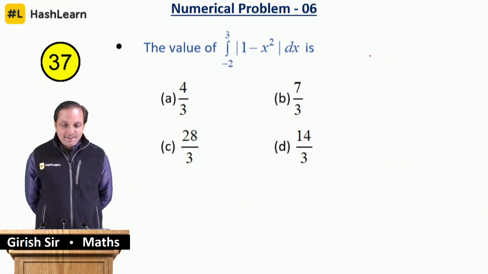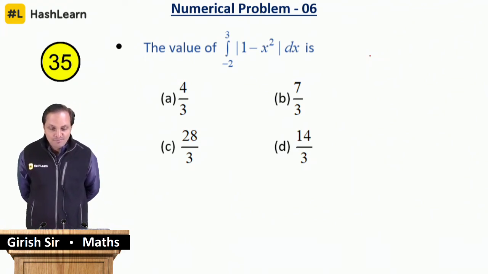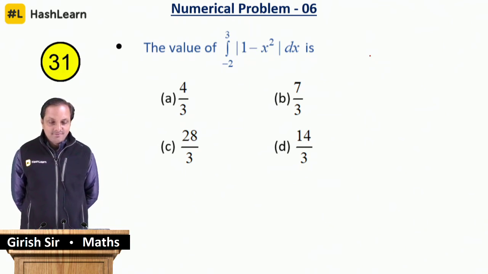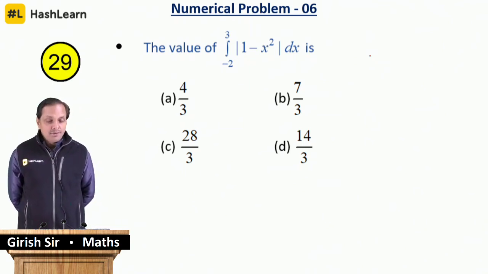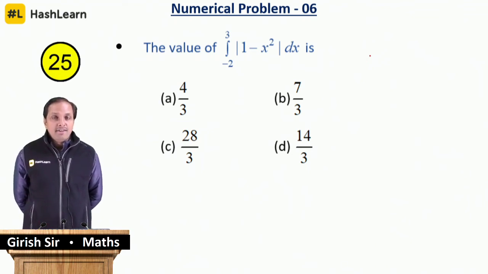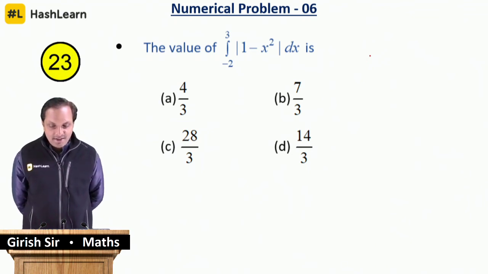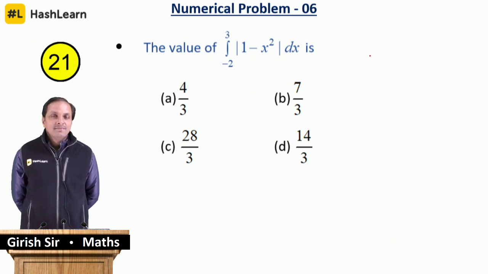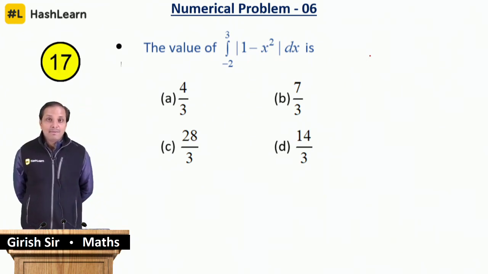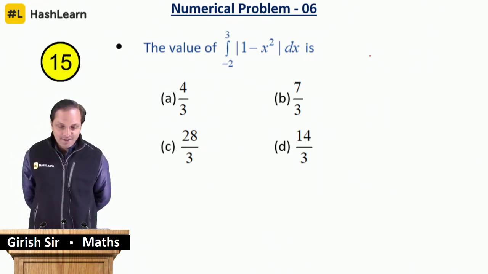Limit is -2 plus 3, and the one which is inside the mod is 1 - x square. सो आपको डिसाइड करना है कहाँ पे पॉजिटिव होता है, कहाँ पे नेगेटिव होता है.